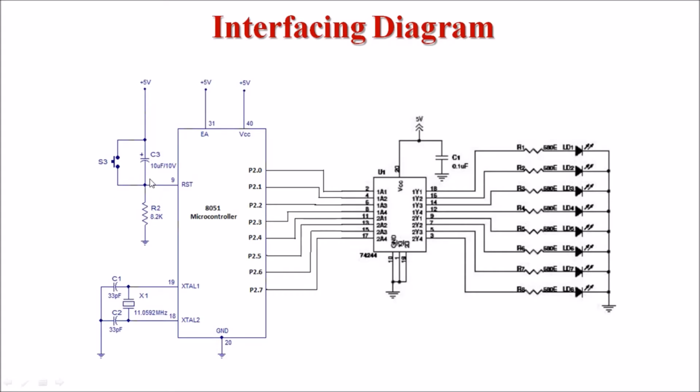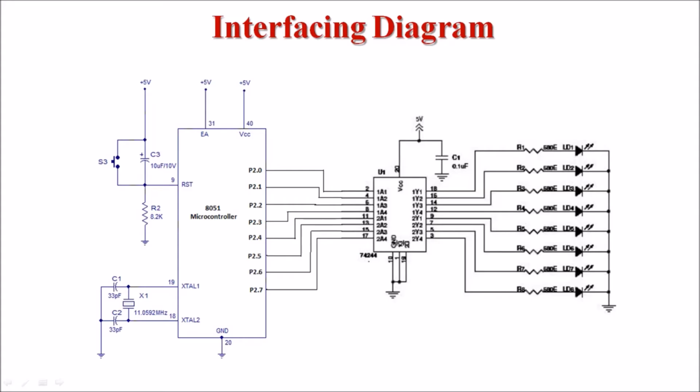The reset terminal circuit is shown here, and this crystal oscillator of 11.0592 megahertz is connected between XTAL1 and XTAL2. Port 2 is used to connect the LEDs. Here it is shown as port 2, but we can connect any port. You can change it to port 1 or port 0 also.